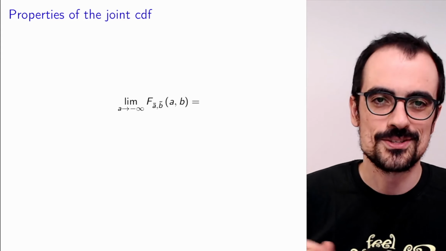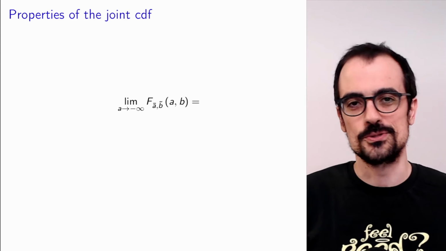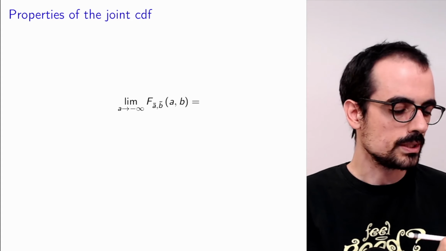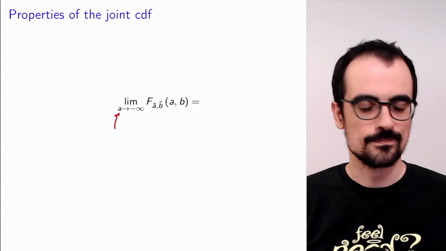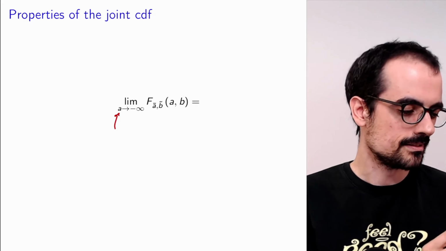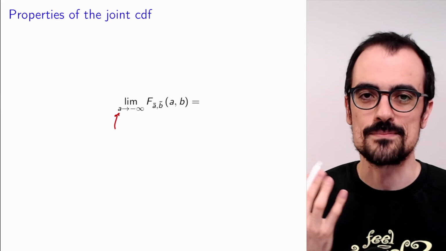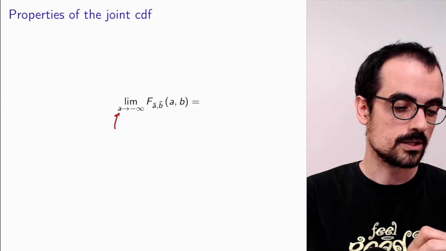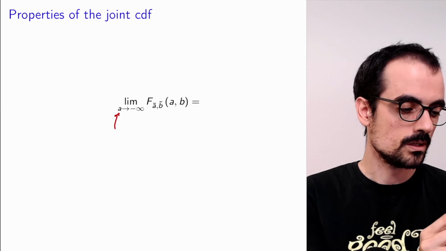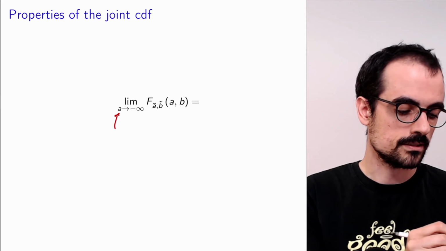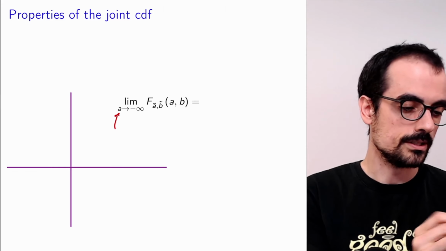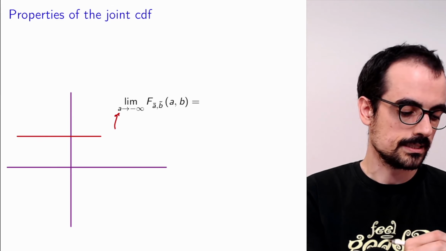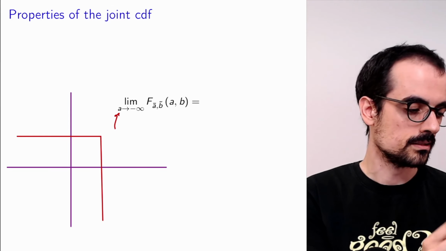What are the properties of the joint CDF? I recommend that, as we cover each of these, you stop for a moment and see if you can figure them out by yourself. What happens when we take a to minus infinity? The easiest thing to do here, just to gain some intuition, is to think of this region that I was talking about. So I'm going to draw it again. Okay, we're interested in a region that is like that.